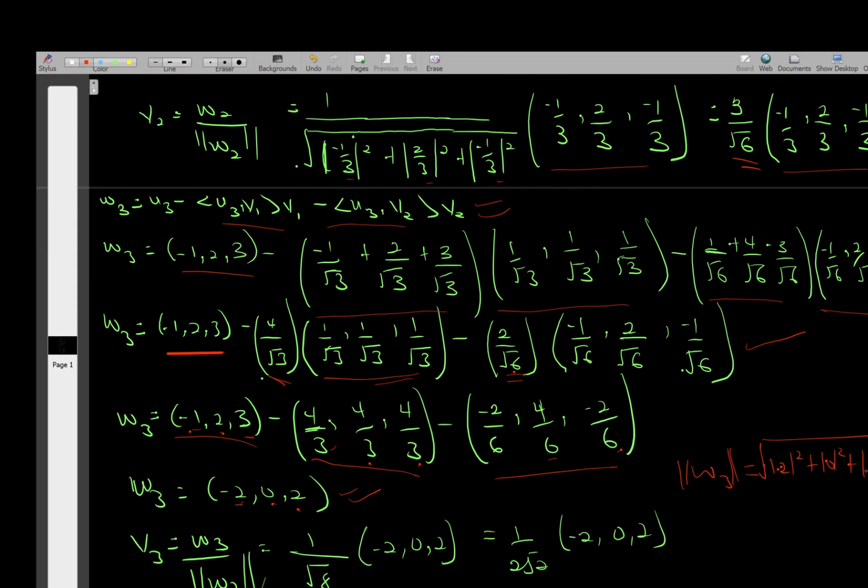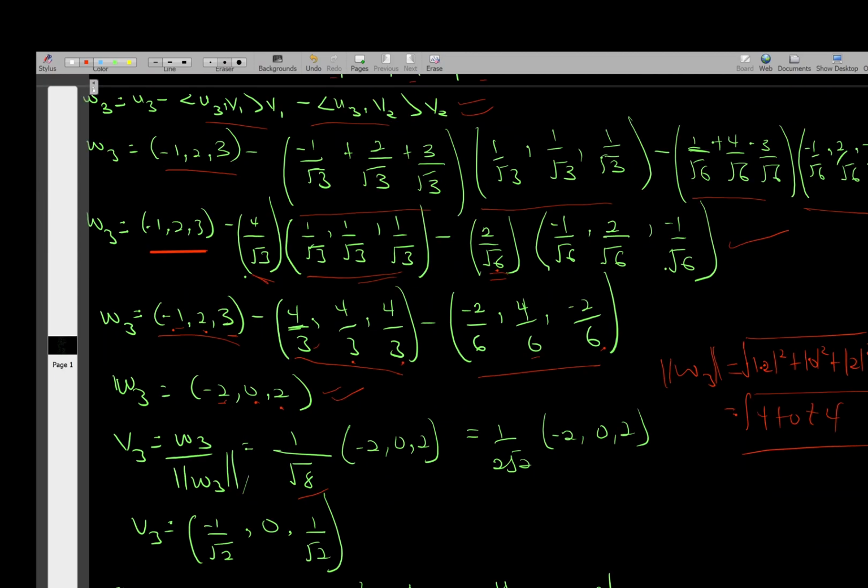So multiply. That would be 1 over the square root of 8 multiplied by minus 2, 0, 2. Okay, and we know our square root of 8. Root 8 is the same as the square root of 4 times 2, and this is the same as the square root of 4 times the square root of 2. But the square root of 4 is what? 2. So 2 times the square root of 2, which is given by 2 root 2. So you get 1 over 2 root 2 multiplied by negative 2, 0, 2.